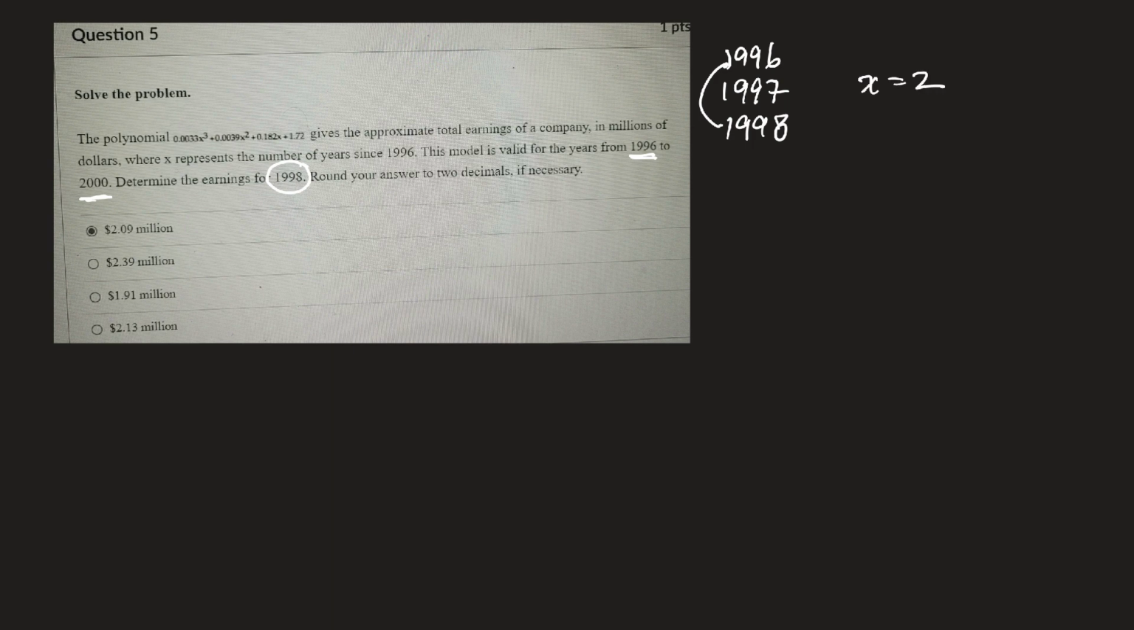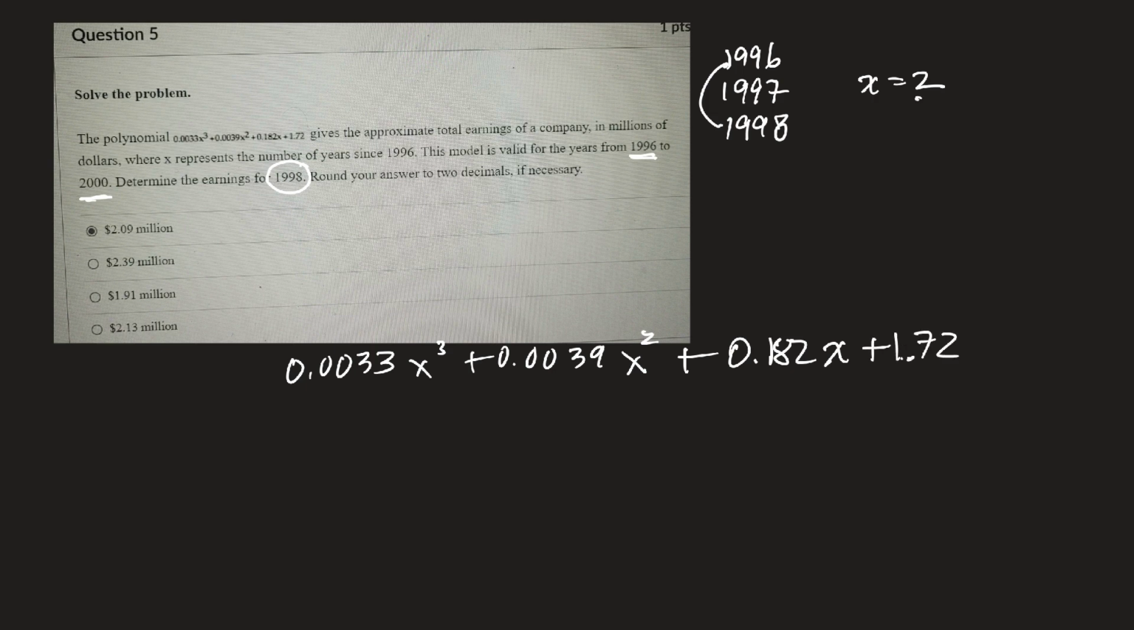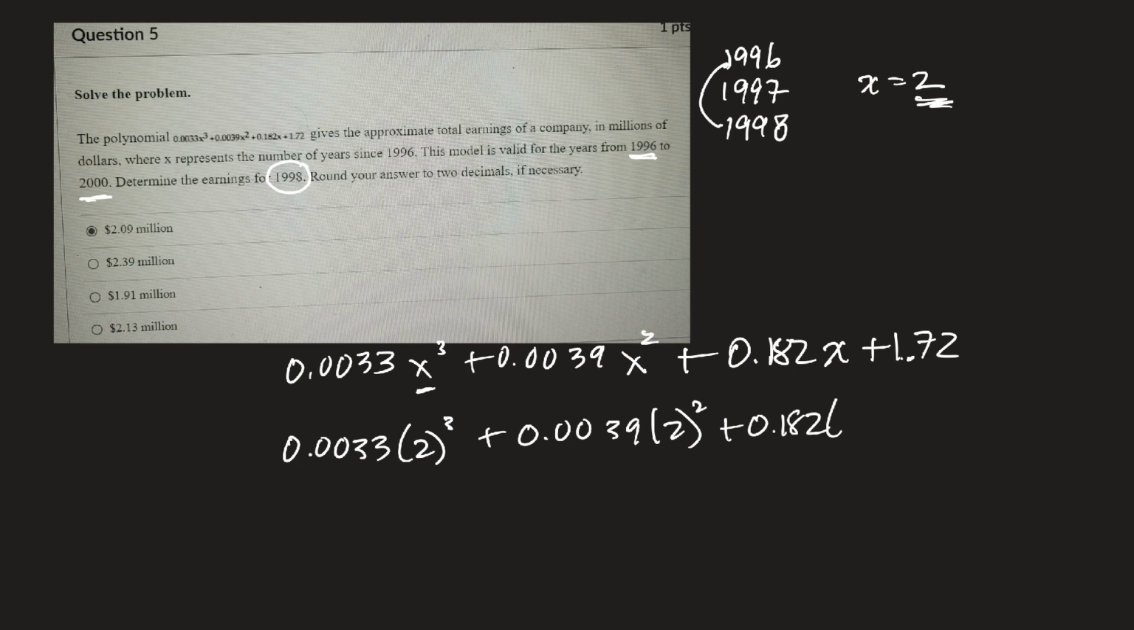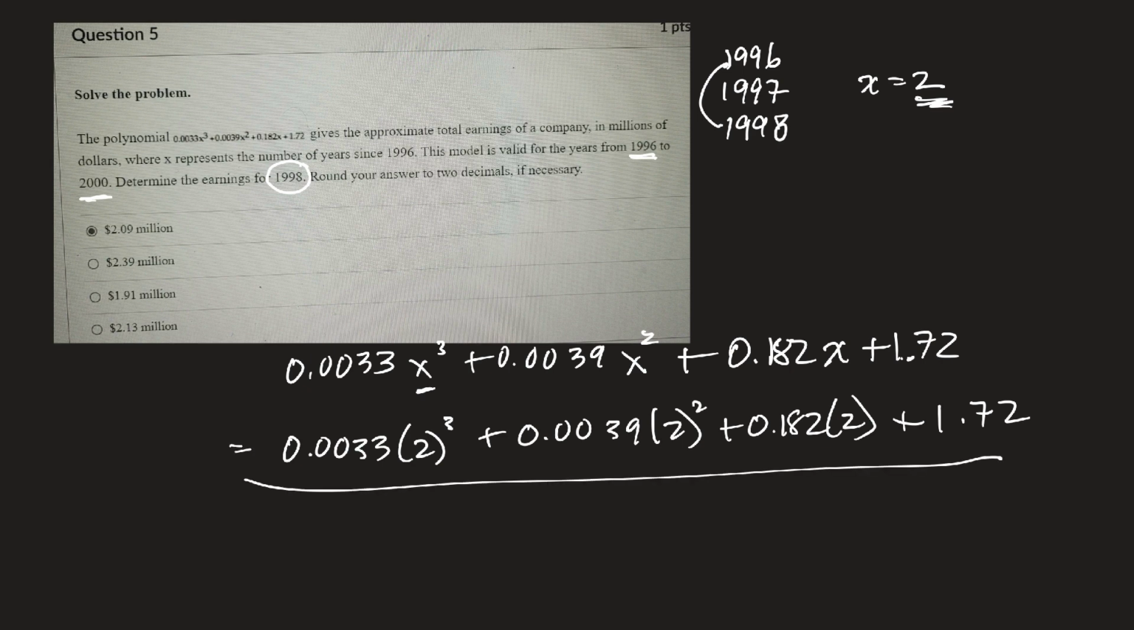So then I would take my polynomial, 0.0033 x cubed plus 0.0039 x squared plus 0.182 x plus 1.72. I'd take that and plug a 2 in everywhere I see an x. So 0.0033 times 2 cubed, plus 0.0039 times 2 squared, plus 0.182 times 2, plus 1.72. And then just do that on your calculator, and it should come out to one of those answers.